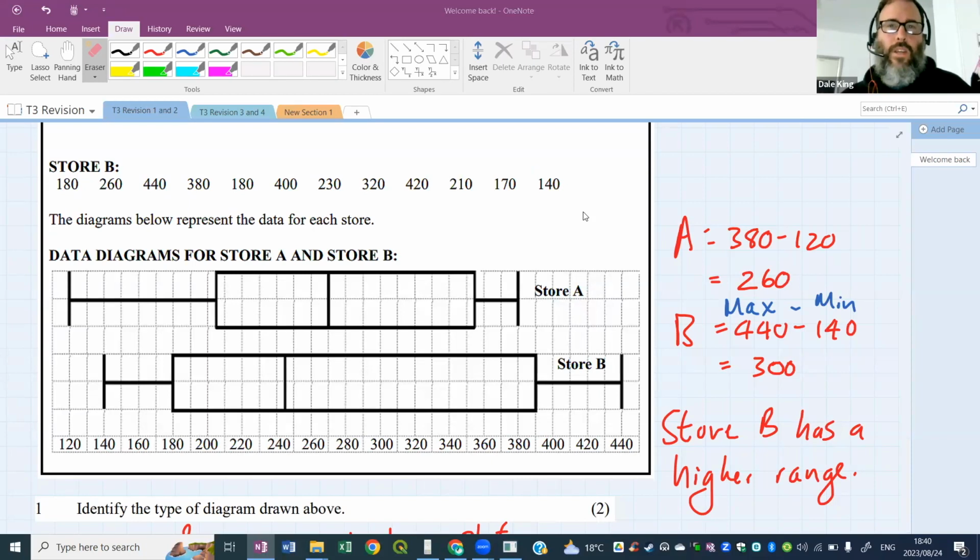Is there anyone else looking at anything else here? Are there any people for store A? Are there no store A people in this world? There's got to be some store A people in this world. Any store A people? Are we just saying most sales and biggest range? Got to be store B. Any store A people? Nope. Nope.